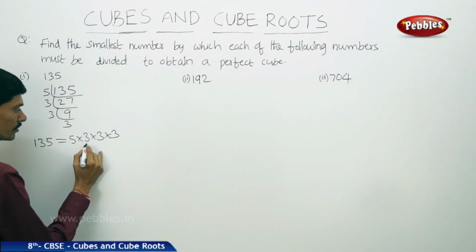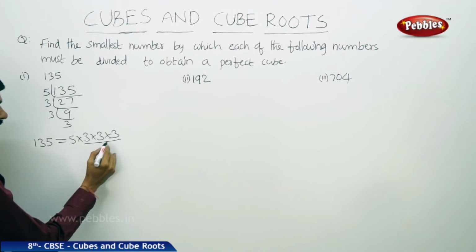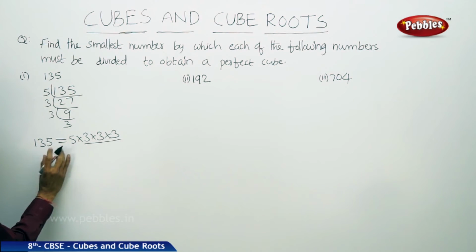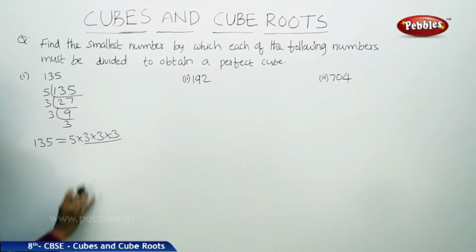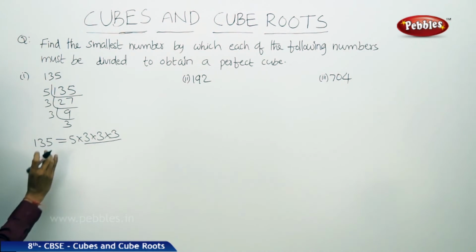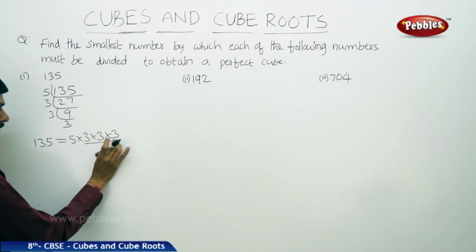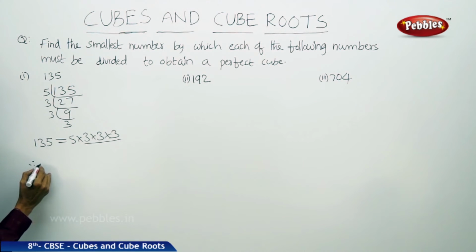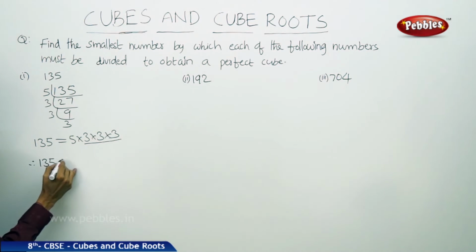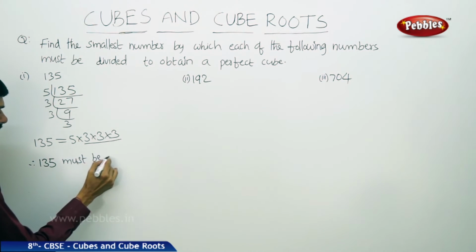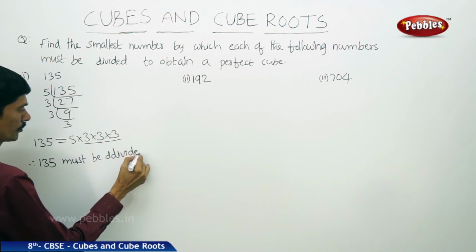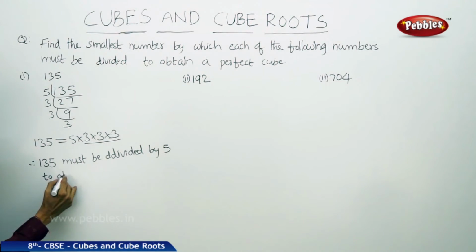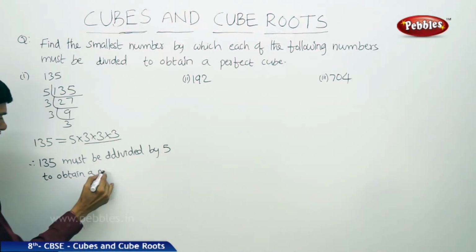Here 3 is appearing 3 times, but 5 appears only 1 time. So we have to divide the given number by 5 to obtain a perfect cube. If you divide this number by 5, then you will get only 3 3's, because the 5 will be cancelled. So therefore you can write that 135 must be divided by 5 to obtain a perfect cube.